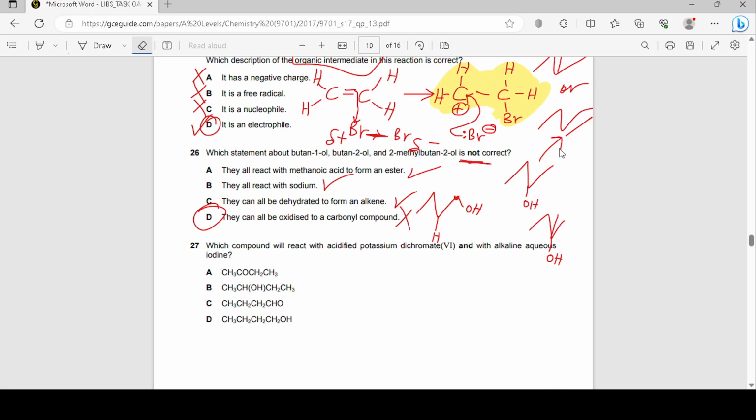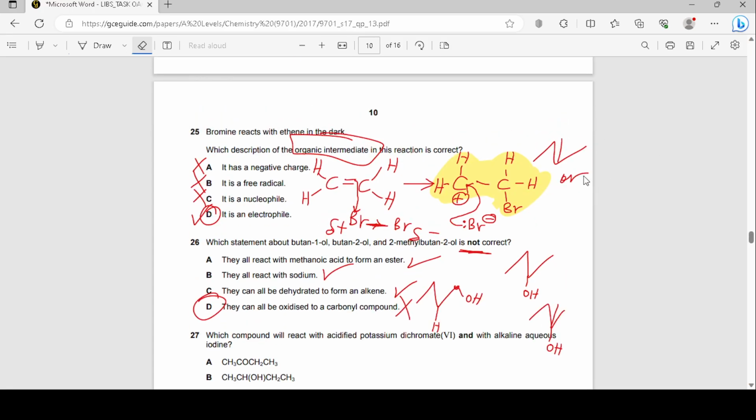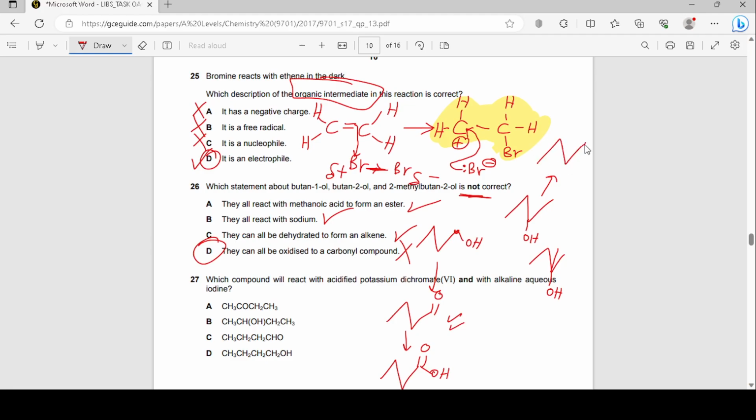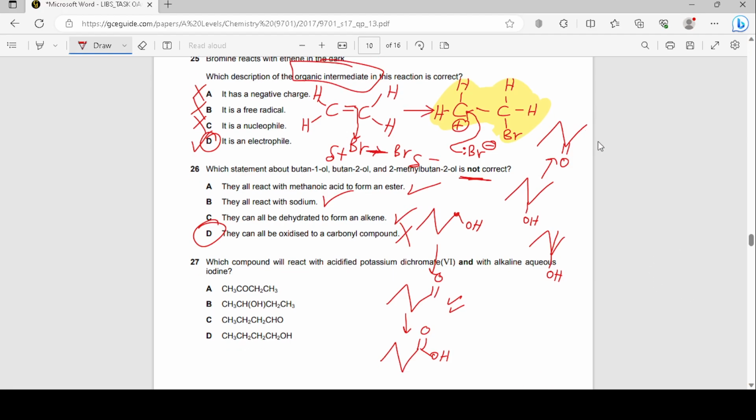Why is it wrong? Firstly, this one, butane 1-ol, is a primary alcohol. So yes, it can be oxidized. If you gently oxidize, it becomes this aldehyde, butanal, and if you oxidize further, it becomes a carboxylic acid. But yes, it can be oxidized to an aldehyde compound. And this one, butane 2-ol, can be oxidized to give you a ketone, butanone. Further oxidation gives you nothing further.